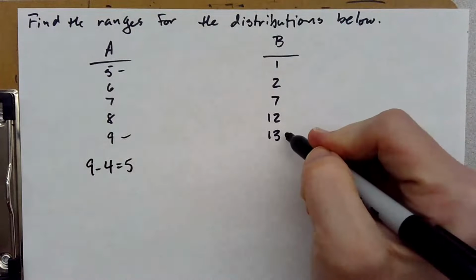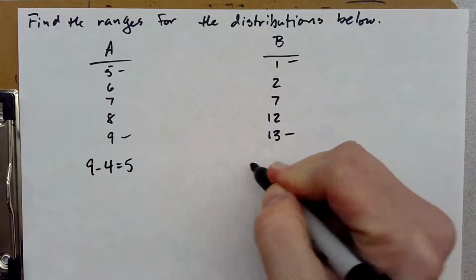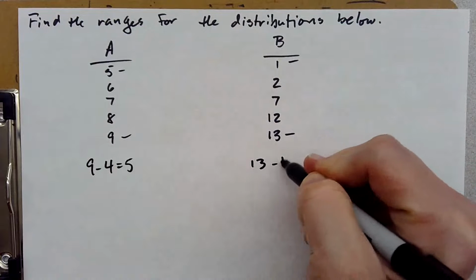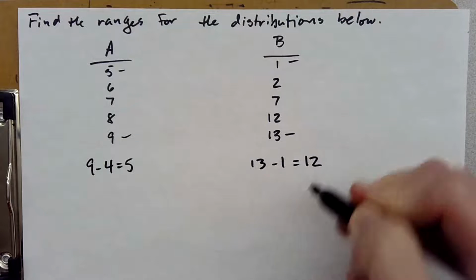Likewise, for B, we take the largest value, subtract the smallest value. 13 minus 1 equals 12.